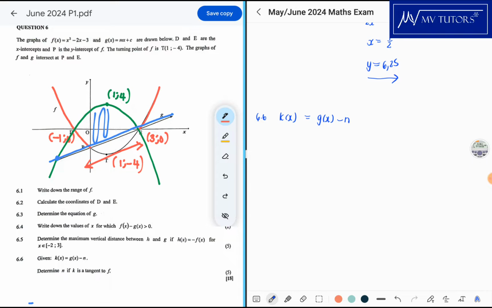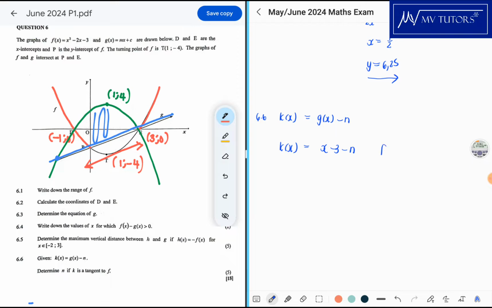So it is a downward shift, because if I take g of x up, I don't see where else it could be a tangent. It can't be a tangent if I take it up. So I had to take it down. Now what am I going to do? My k function will then be x minus 3 minus n. Remember, g of x is x minus 3. And it will touch f, because it's a tangent.